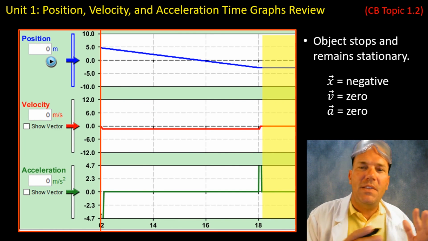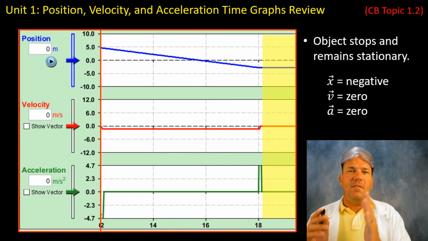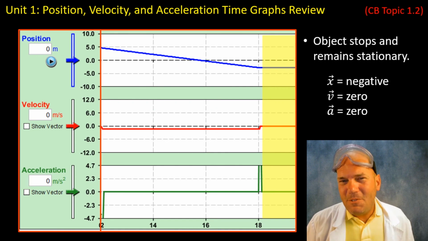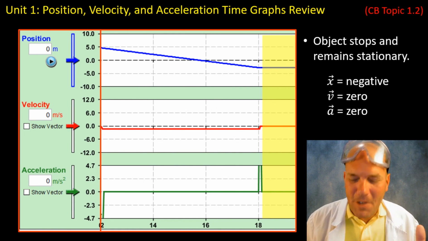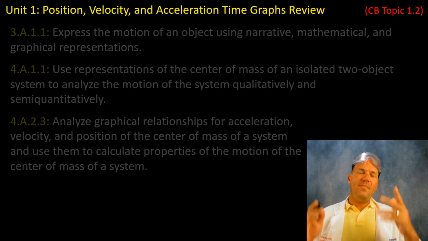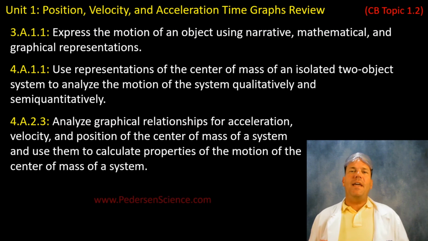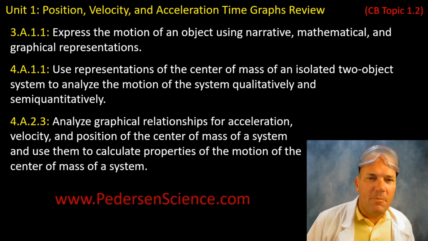And in the last segment, the object is stopped and remains stationary, which means we have a final position that is negative, and we have a velocity equal to 0. And if velocity is equal to 0, that means acceleration is equal to 0. And we have covered now how to read and analyze motion time graphs.